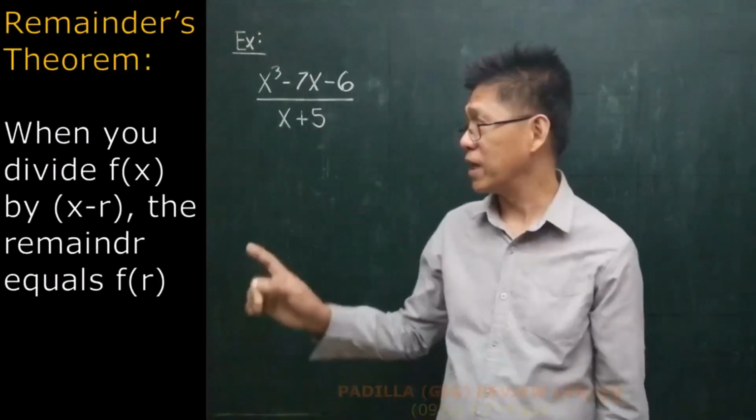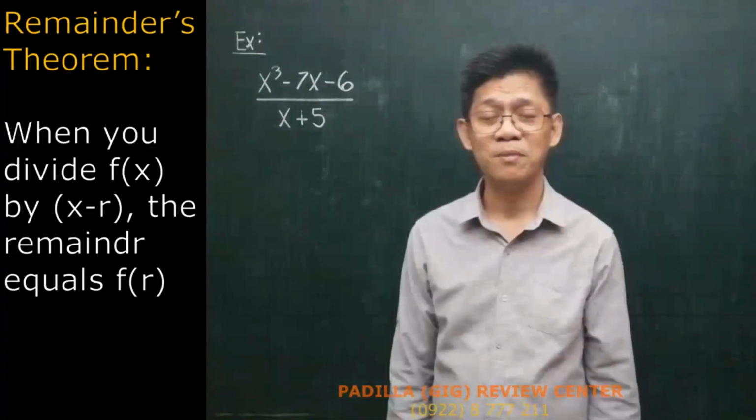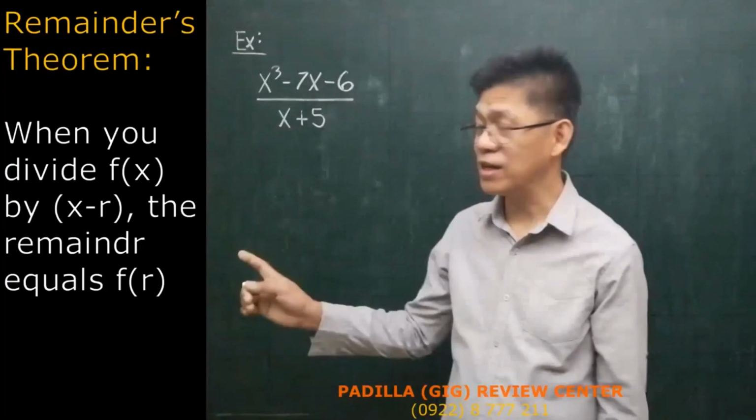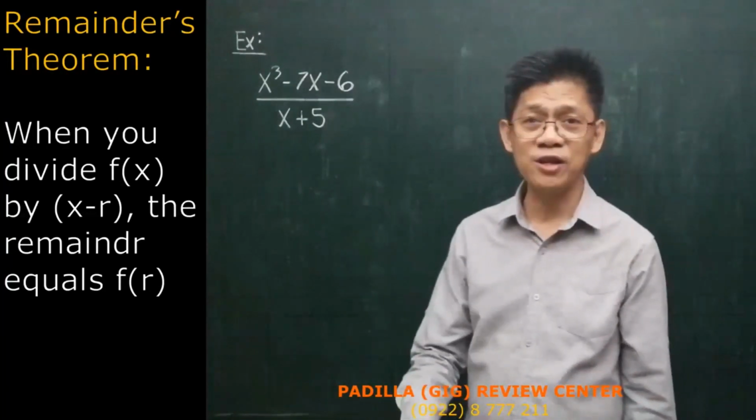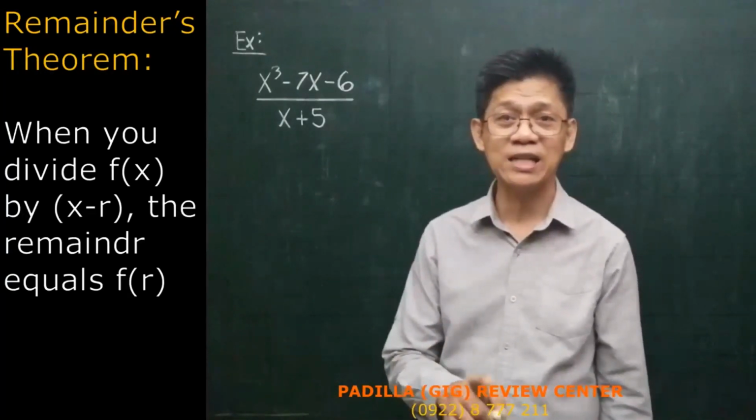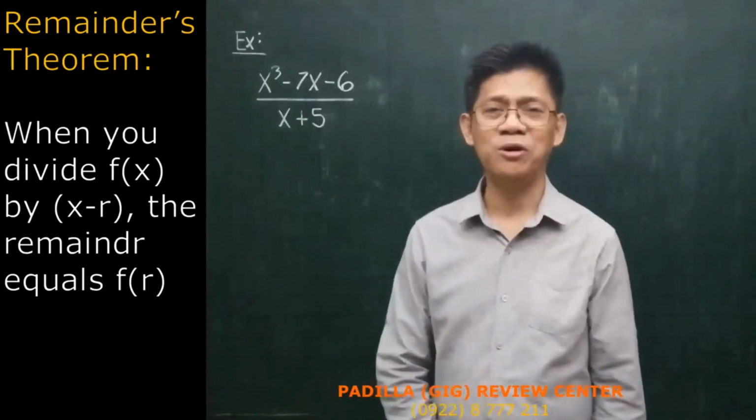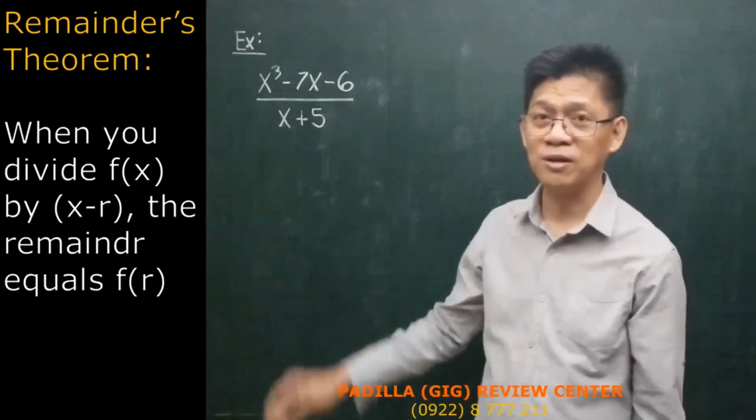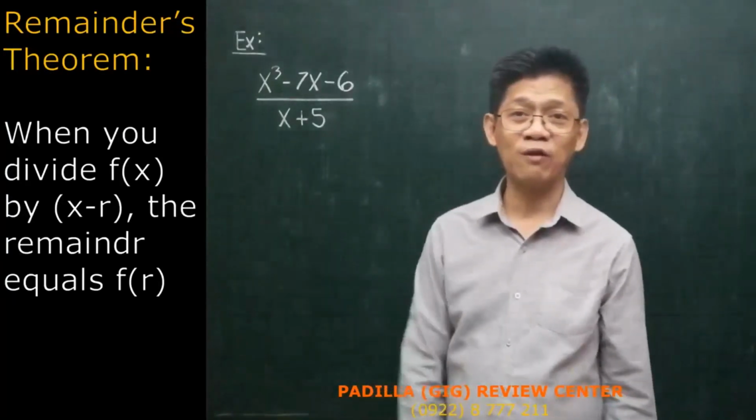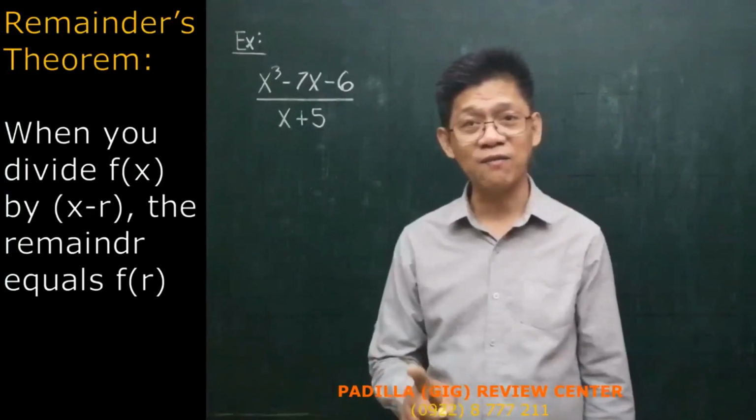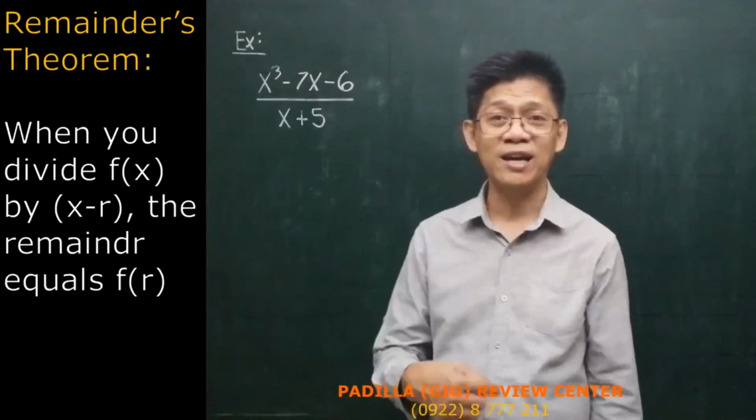Another common application encountered in the board exam is that of the remainders theorem. It says that when you divide a function of x, it refers to algebraic function of x, by a first degree expression x minus r, where r is a real number, then your remainder equals f of r. What do you mean by f of r? F of r is the value of f of x if all x's is replaced by r.